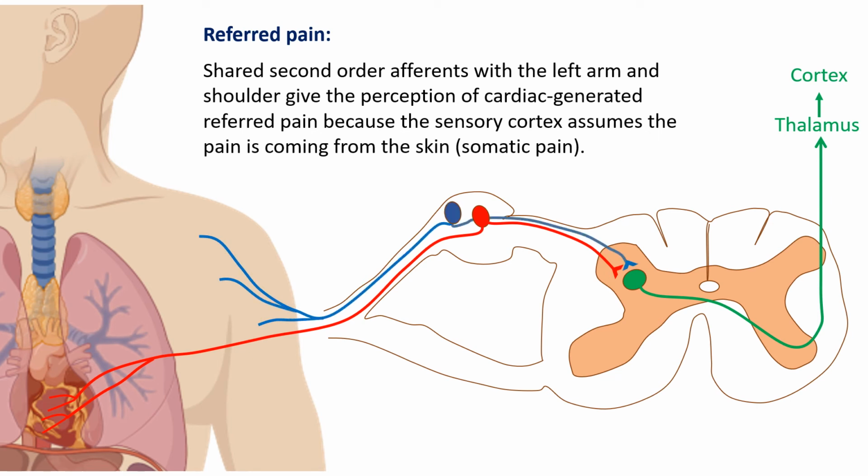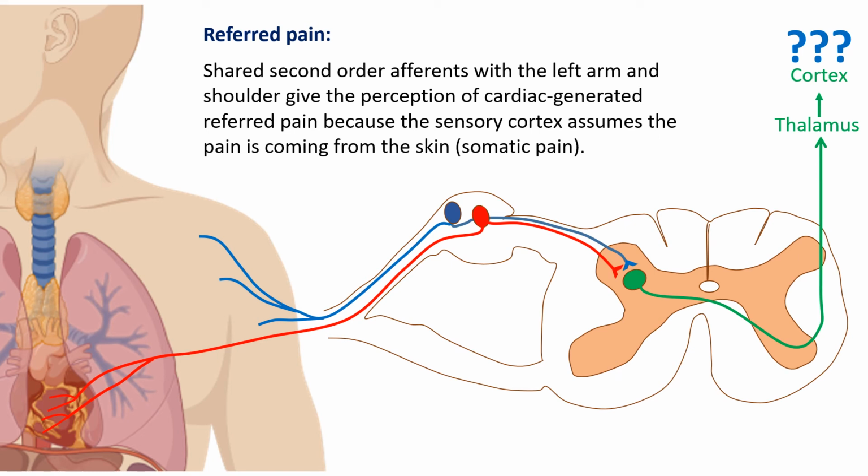In referred pain, what's happening is you've got a second primary afferent that shares a second order afferent. So you've got two of them sharing the same second order. In this case, we're talking about the left arm and shoulder. So that has sensory afferents. They feed in, same thing. They have their little soma in the dorsal root ganglion. They come into the dorsal horn, but they synapse with the same second order afferent.